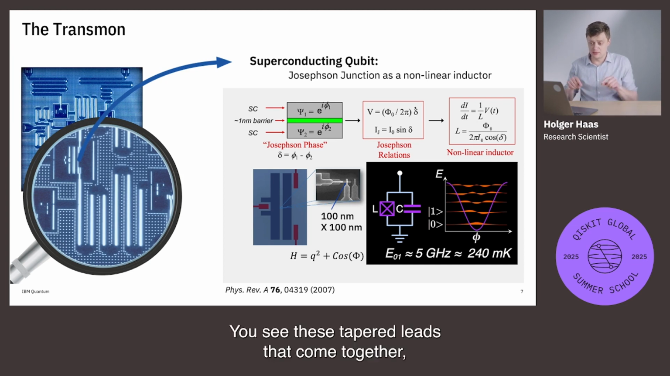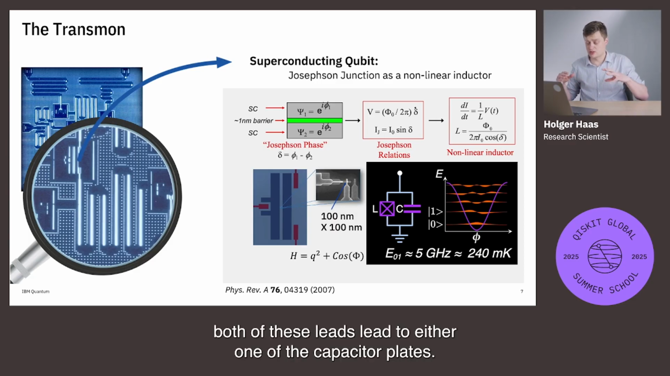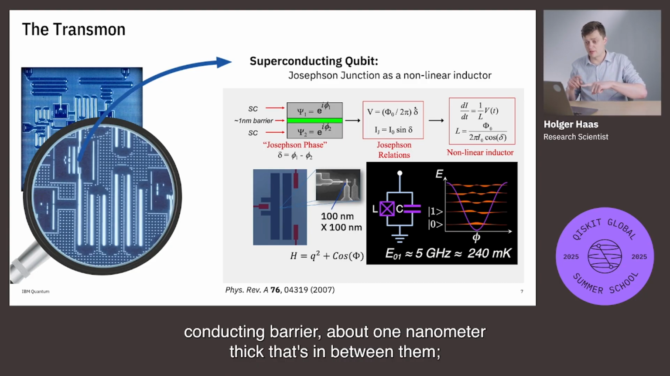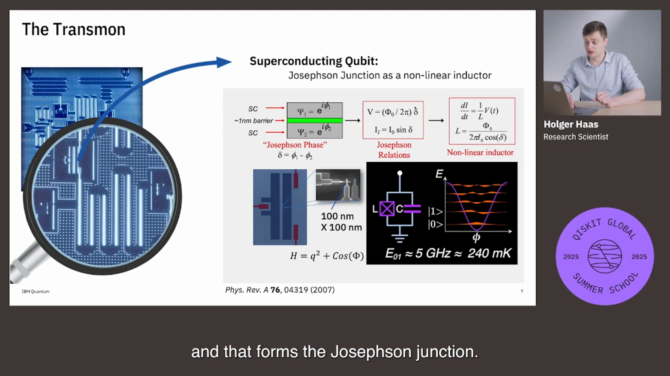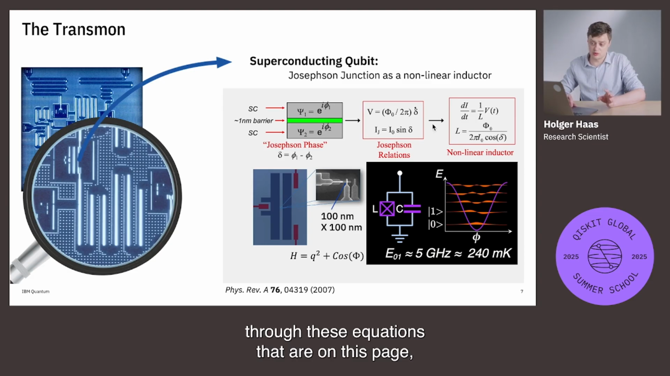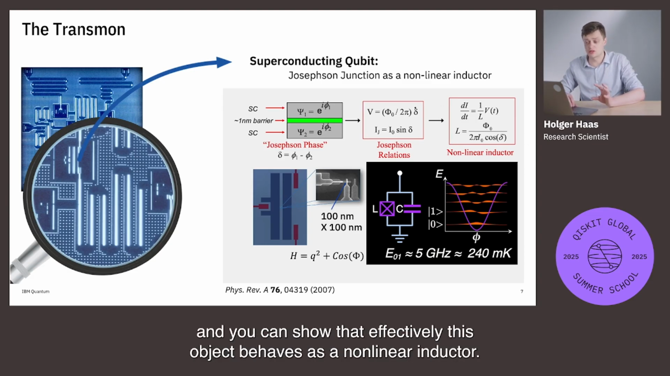You see these tapered leads that come together. Both of these leads lead to either one of the capacitor plates, and where they come together, there's a very, very thin non-conducting barrier about 1 nanometer thick in between them, and that forms the Josephson junction. Now, what you can do is work yourself through these equations on this page, and you can show that effectively this object behaves as a nonlinear inductor.